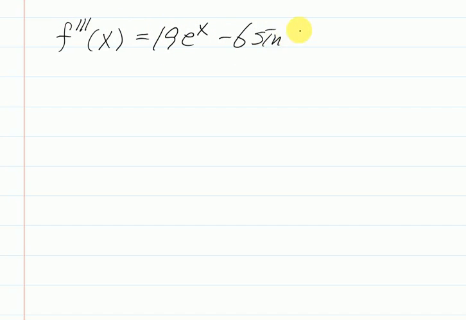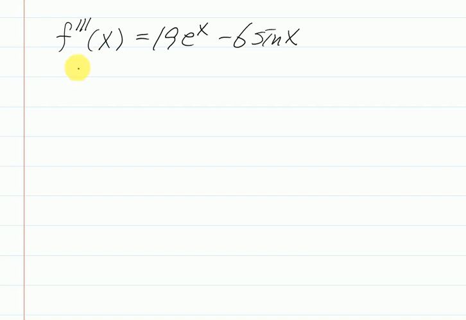Okay, the given question is: f triple prime equals 19 e to the x minus 6 sin x. And you got the right answer. Okay? So eventually the original function should be 19 e to the x minus 6 cosine x.